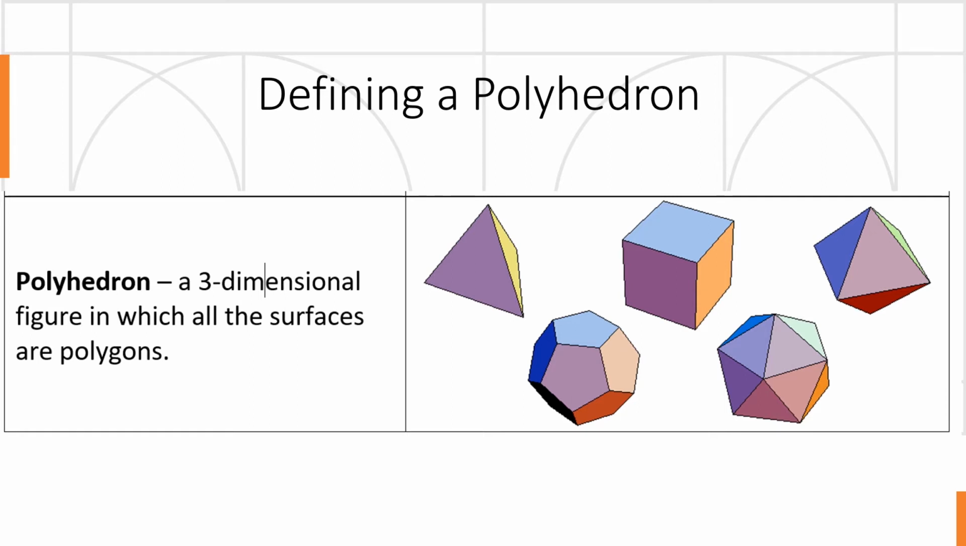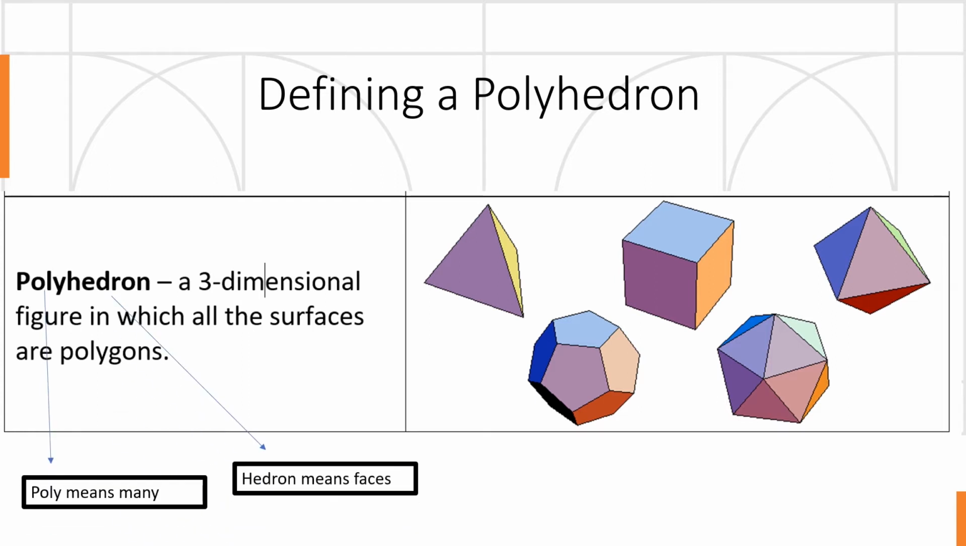pentagons. So the term polyhedron comes from 2 different parts. The first part, poly, means many, and hedron means faces. So all these shapes over here to the right are going to have many faces. And that's your definition of a polyhedron.